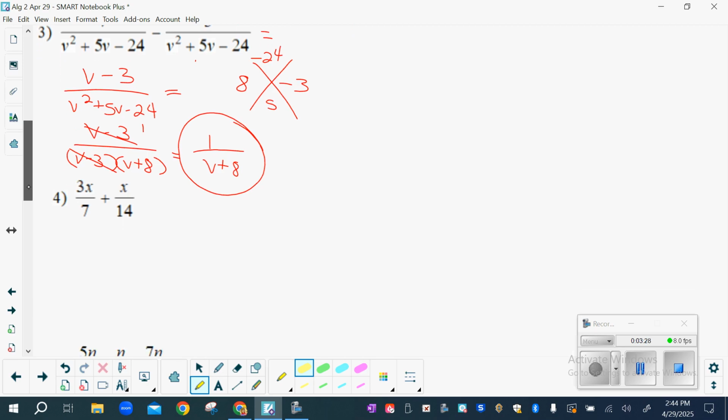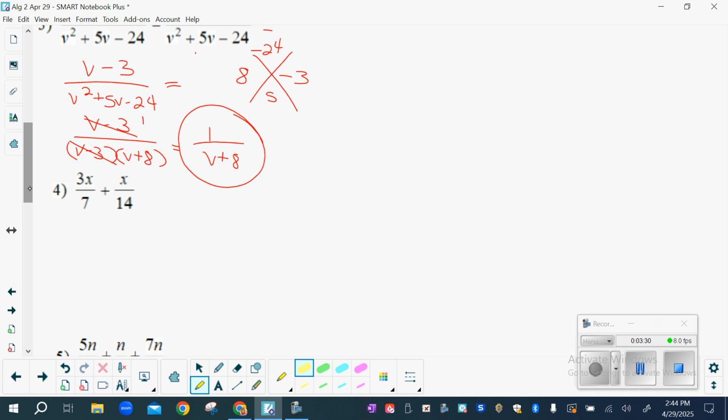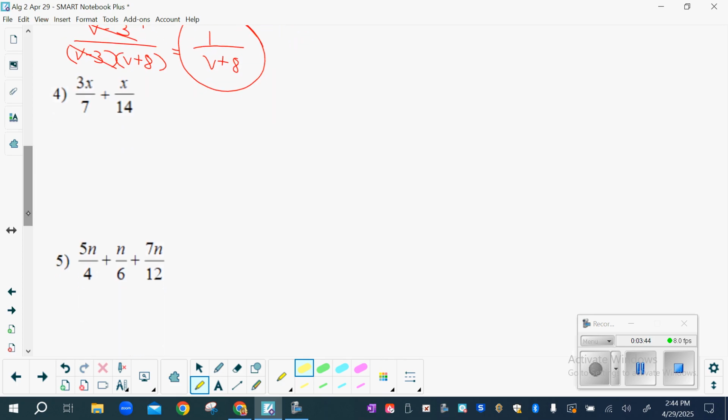So now on number 4, do we have a common denominator? No. So here, what would the common denominator be? 14. So to get 14 from 7, what do we multiply this by? So we get 6x over 14 plus x over 14. And what does that add up to?